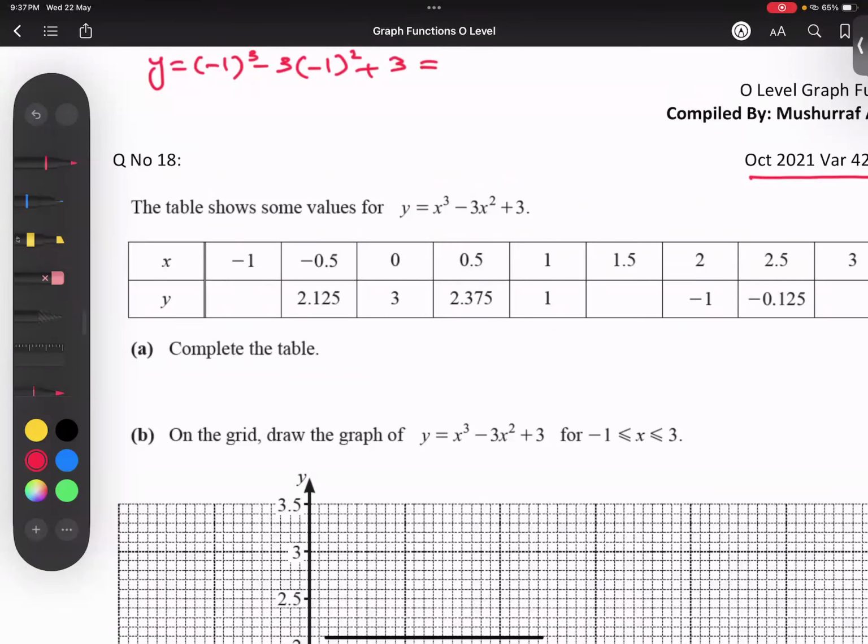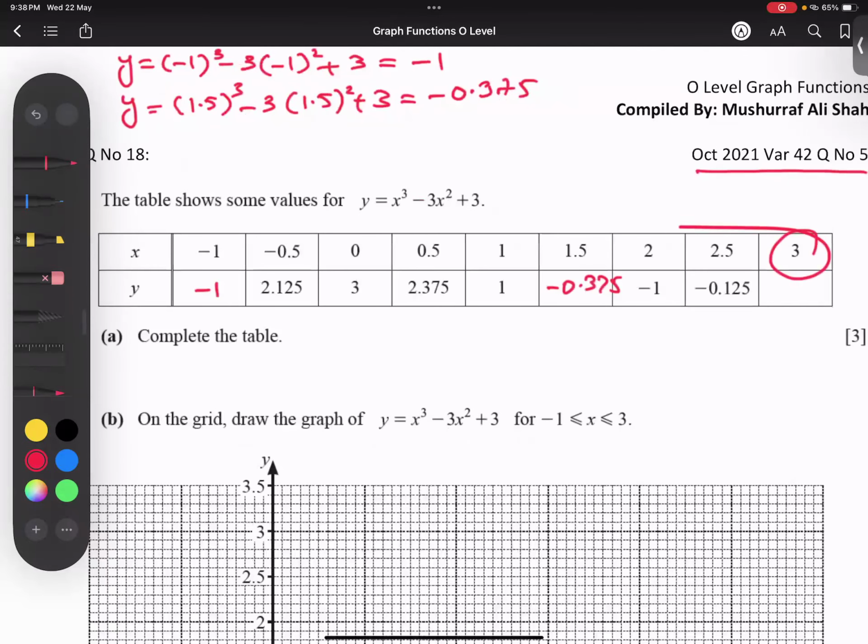The first answer I'm getting is -1. When I plug in the next number, 1.5, for x, let's see: 1.5 to the power 3, minus 3 times 1.5 to the power 2, plus 3. This value comes out as -0.375. And the last number, 3, plug in 3 here.